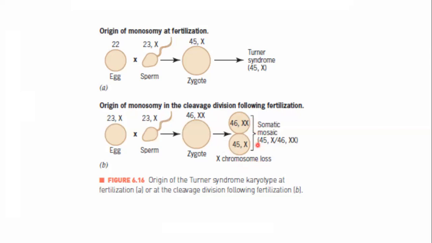So that condition is known as somatic mosaics. Means some cells are normal, other cells are with Turner syndromic condition. So if somatic cells are present with different numbers of chromosomes, that condition is known as mosaicism. So Turner syndrome can be caused before fertilization or at fertilization, or it also occurs after the fertilization.